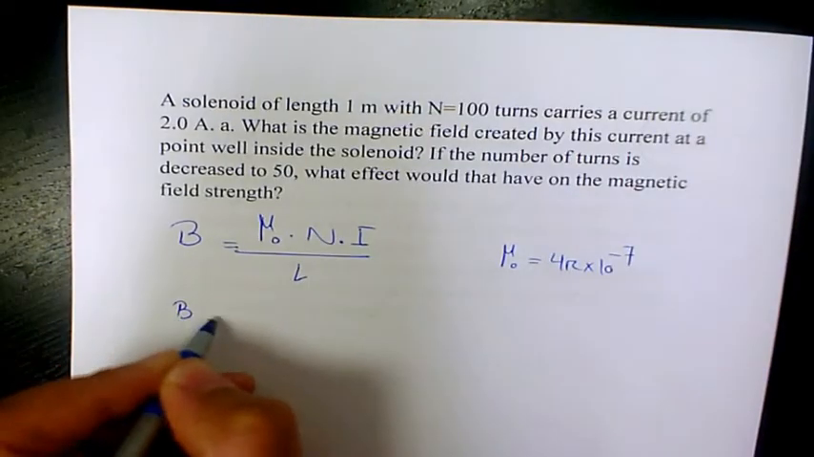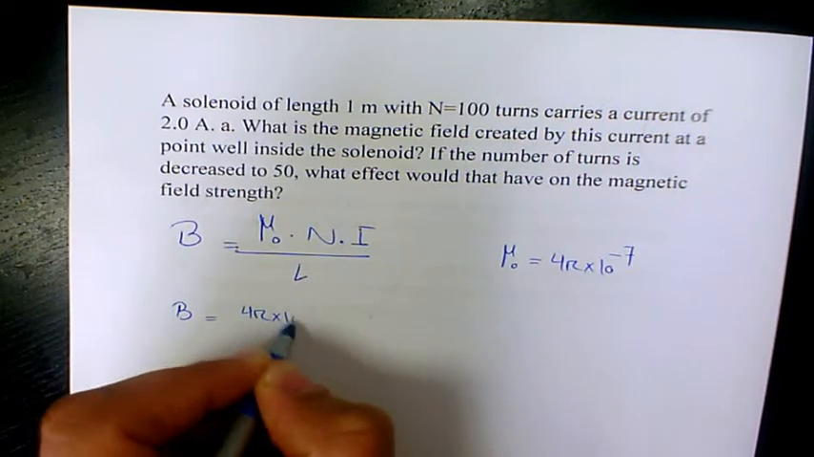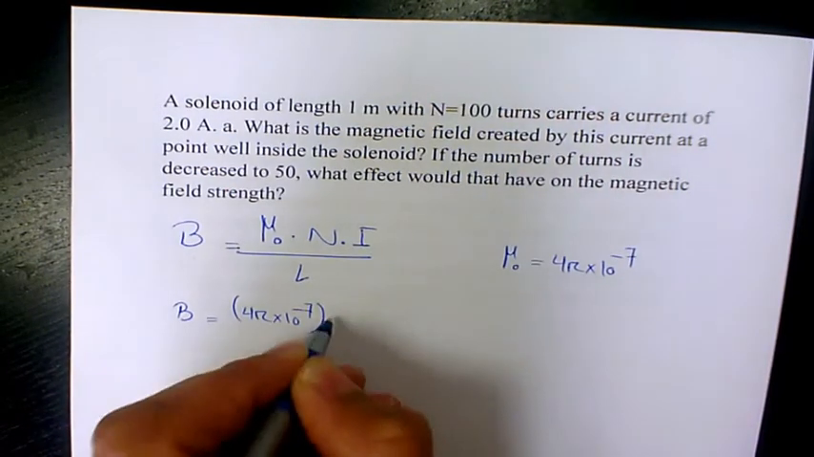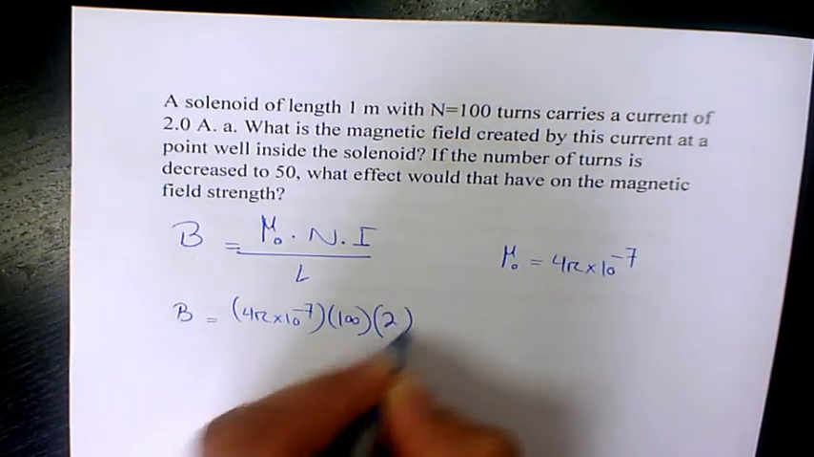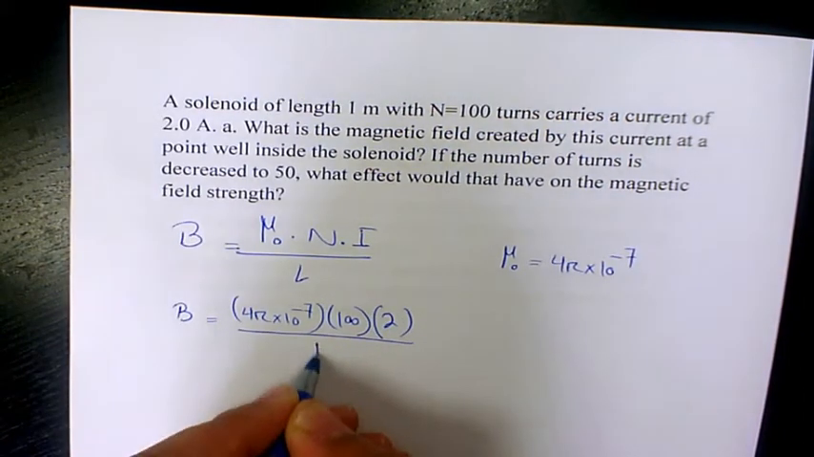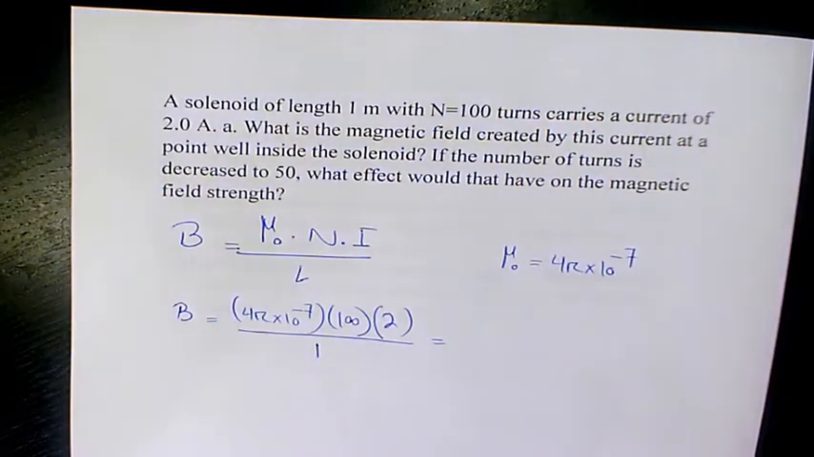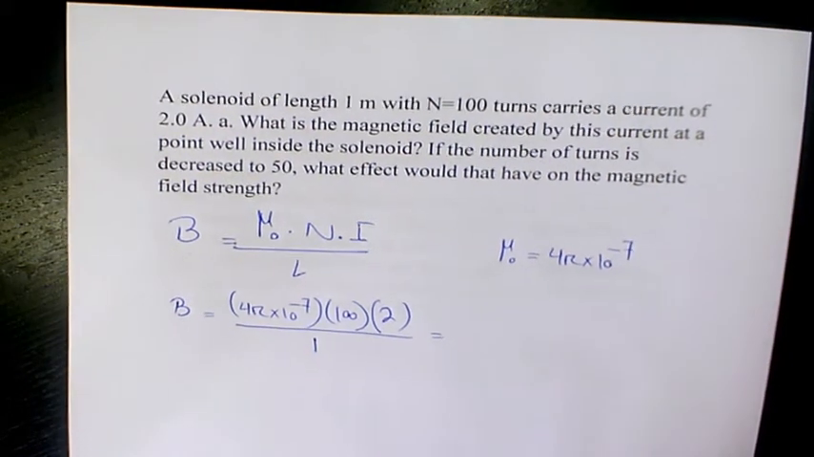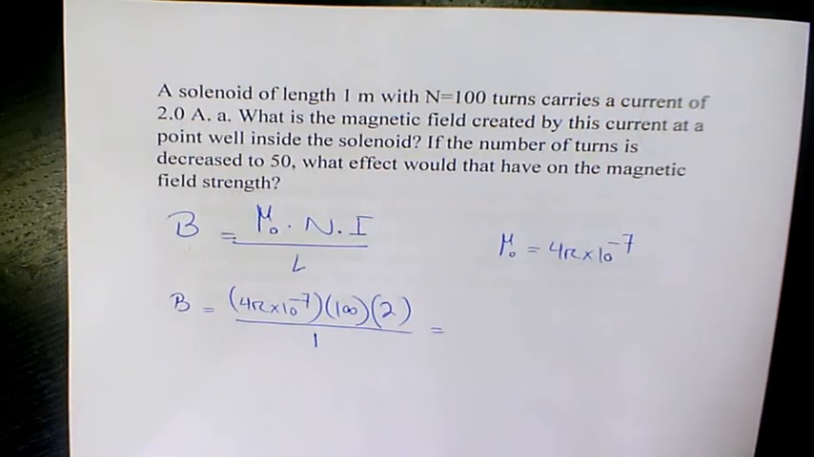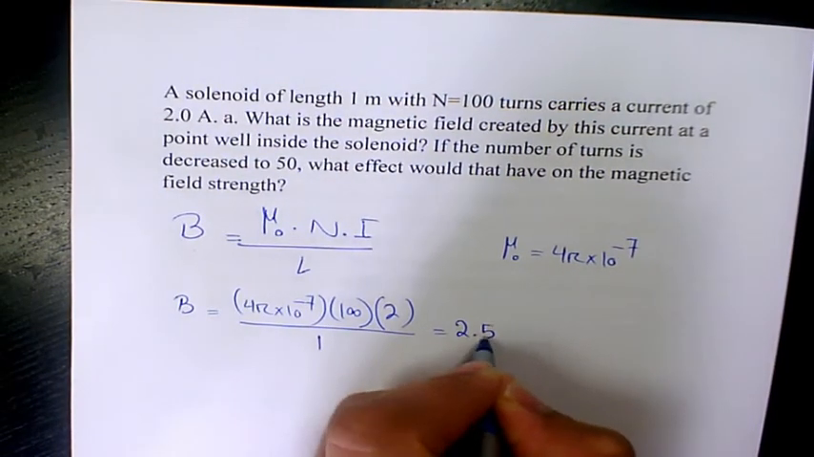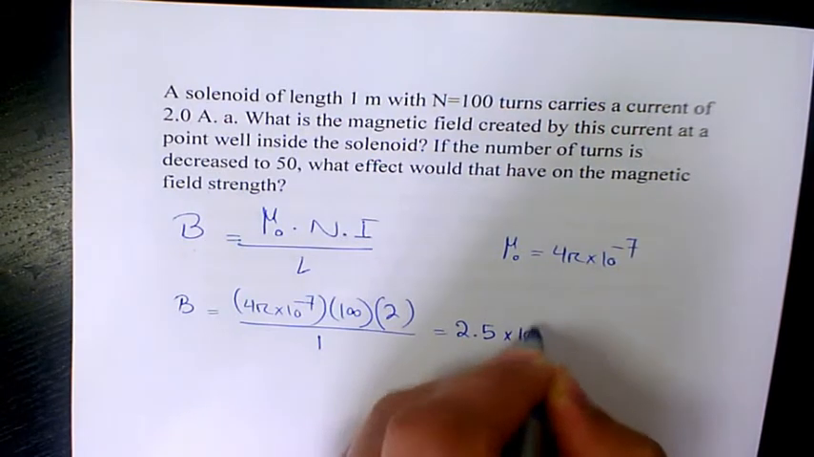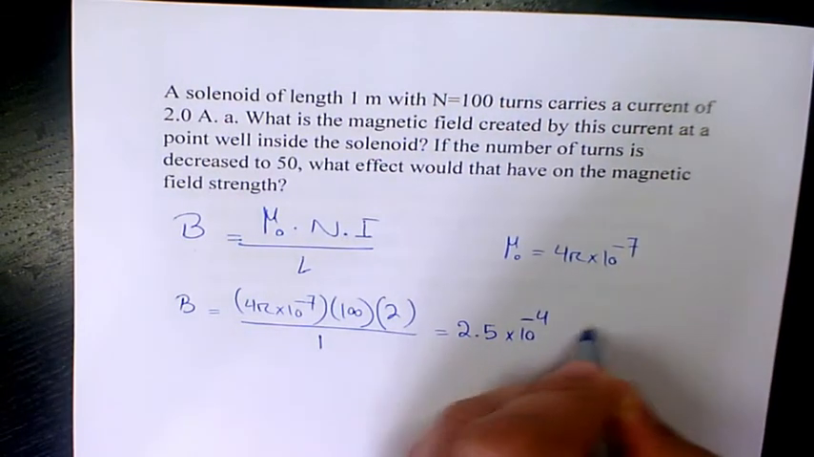So we're going to have 4 pi times 10 to the power of negative 7 times 100 times 2 divided by the length, which is 1. So therefore, we can calculate it: 2 times 100 times 4 times 3.14 times 10 to the power of negative 7. That will be 2.5 times 10 to the power of negative 4 Tesla.